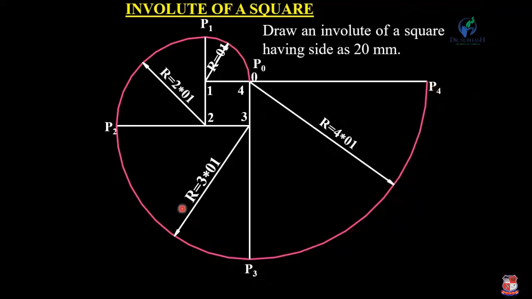So this curve is known as the involute of a square. Now if you want to draw a tangent and normal at this point S, then you have to join this S with this corner, because this S is in between these two points P2 and P3, so we have to join this S with this point 3. So this is the normal, and a line drawn perpendicular to this normal is called a tangent.